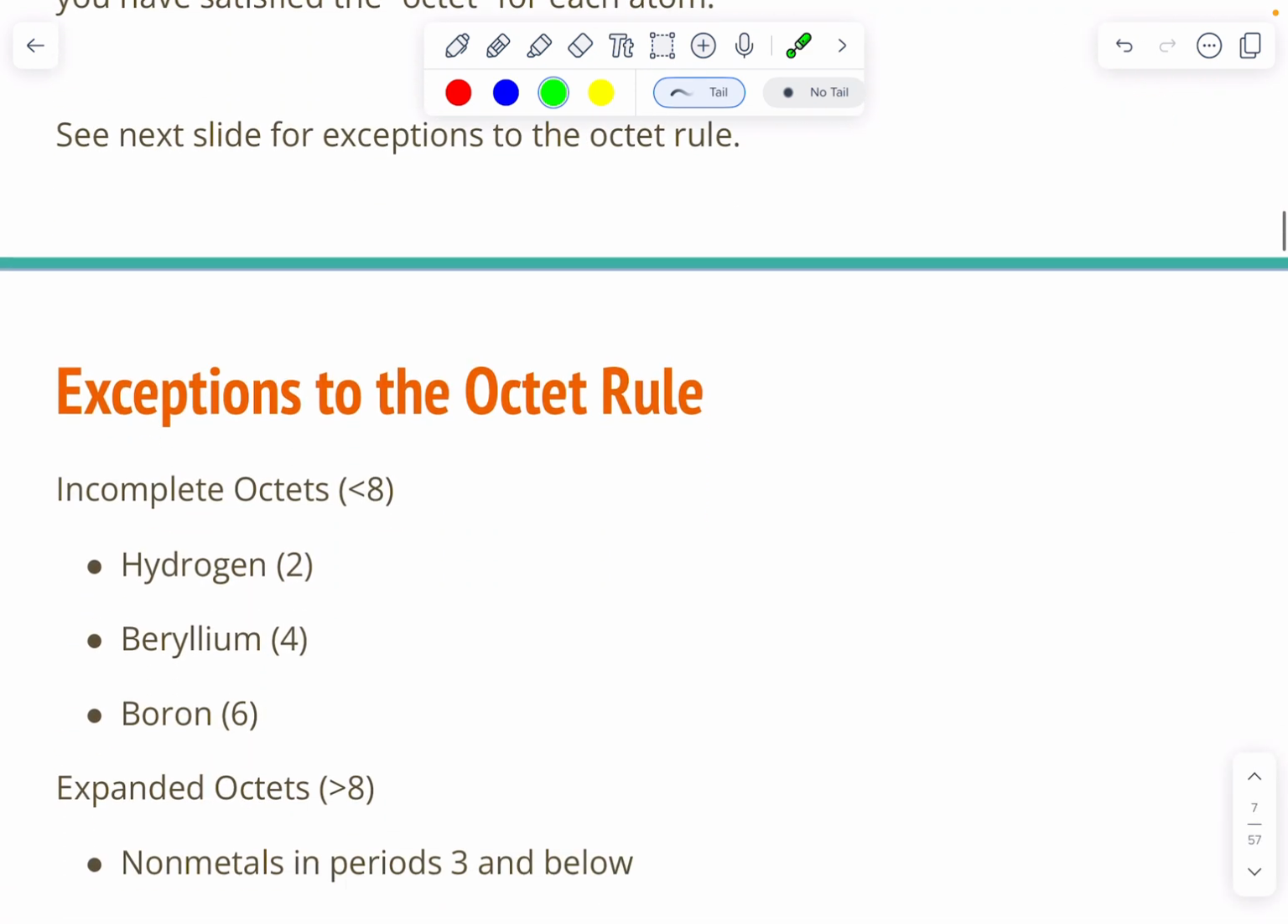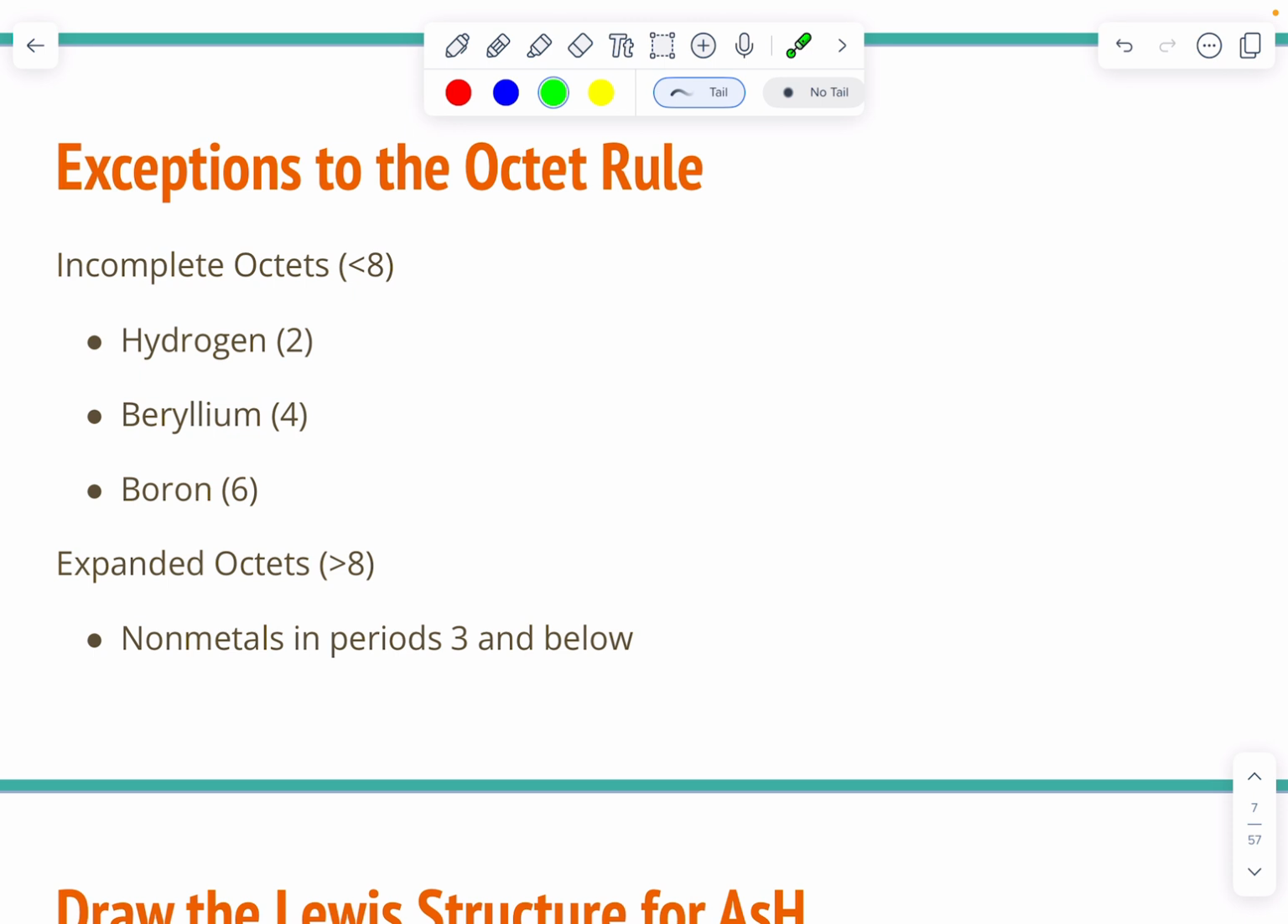Okay. Now, I mentioned that if we have extra pairs, sometimes we want to place those on the central atom. And so there are some exceptions to the octet rule. First are those atoms that can have incomplete octets, meaning less than 8, and so hydrogen we'll consider an exception because it has less than 8. Beryllium is an atom that can form covalent-like bonds. We really won't look at many examples with this, with only 4 electrons, so beryllium has 2 bonds. And then boron can form compounds where it only has 6 electrons around it instead of 8. And so that is also an exception.